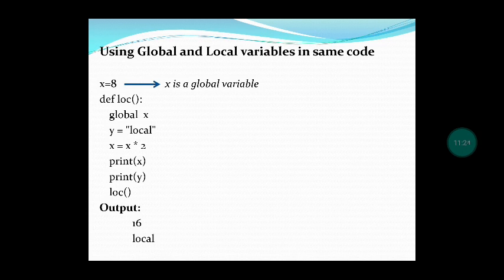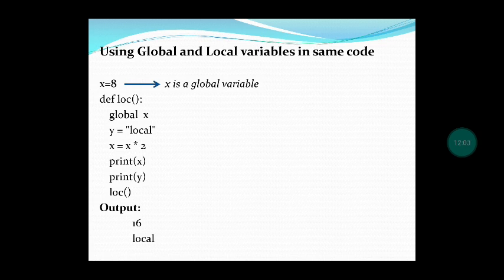What is the value in x? 8. Here we have given x into 2. So 8 into 2, the output is 16, and we are printing y. What is the thing in y? Local. So the output will be local. So we are using both the global variable and the local variable in the same code. In some programs, it may be necessary to give both global and local variables. If it is necessary only, you can use both. If it is not needed, you can use only the global or only the local variables.